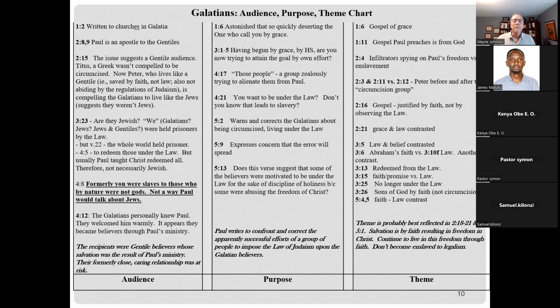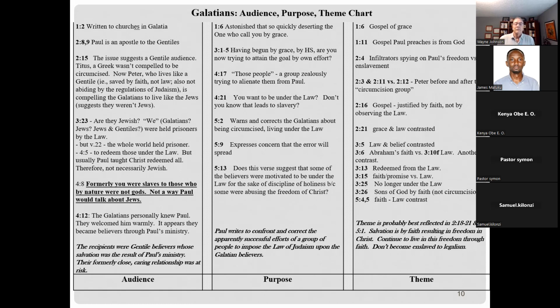This is preliminary. Then in the second column, statements of purpose. Things that stood out to me were 1:6, where Paul says, I'm astonished that you're so quickly deserting the one who called you by grace. Or the first 5 verses of chapter 3, where he asks a number of questions. He says, having begun by grace, by the Holy Spirit, are you now trying to attain the goal by your own effort? And then he refers to those people, which the context of Galatians suggests is a group known as the Judaizers, zealously trying to alienate the Galatian believers from Paul.